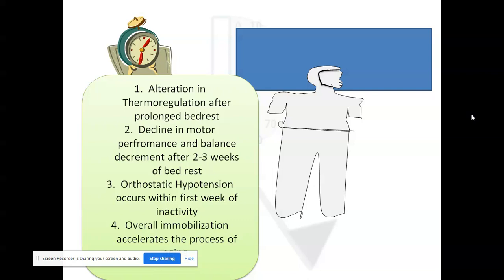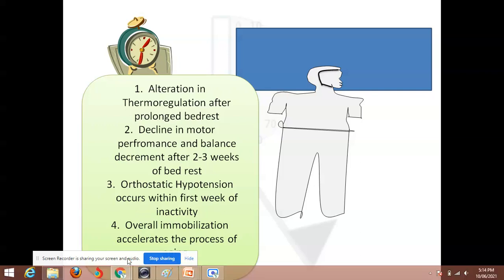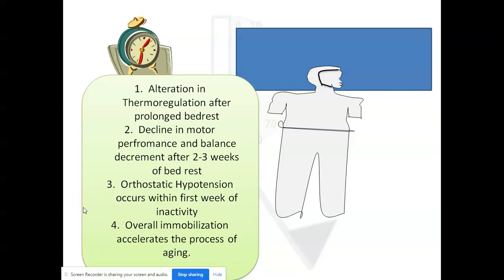Alteration of thermoregulation after prolonged bed rest declines the motor performance, and balance decrement occurs after 2 to 3 weeks of continuous bed rest. Third point, orthostatic hypotension occurs within the first week of inactivity. Fourth point, overall immobilization accelerates the process of aging. This is very important. Overall immobilization accelerates the process of aging. Hence, I have been repeating the same sentence that if you catch any elderly person at your home, make sure he mobilizes by himself. He becomes independent, or else he will be dependent forever throughout his lifespan.